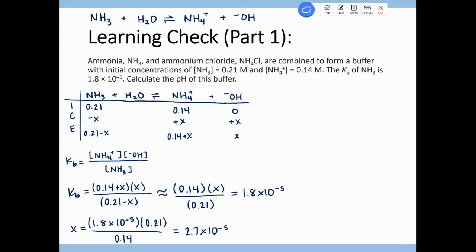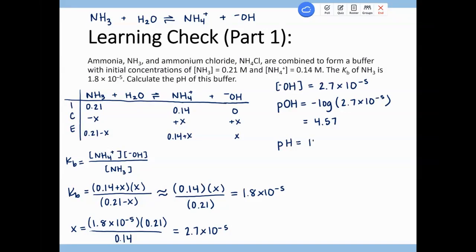So I'm going to start at the top right now. The concentration of OH minus is X, 2.7 times 10 to the negative fifth. So pOH is the negative log of that concentration. And so pH is 14 minus pOH, 4.57, which is 9.43.